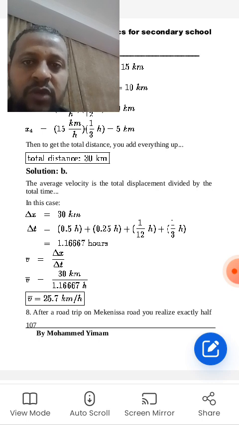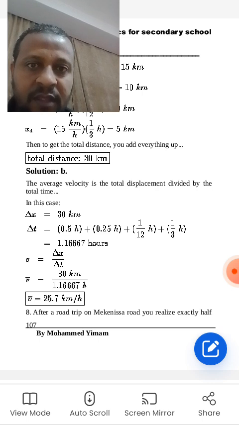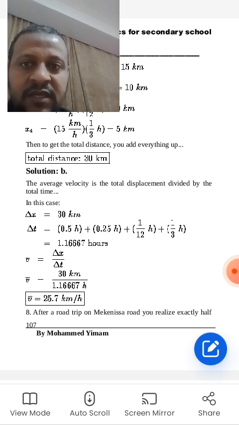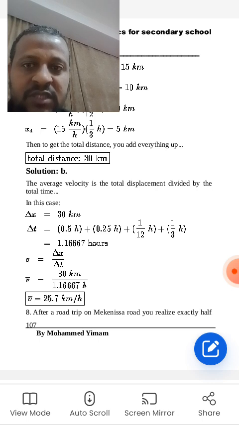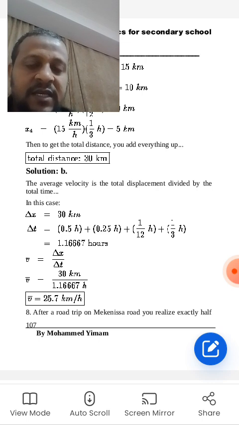Therefore, change in t is equal to 0.5 hour plus 0.25 hour plus 1 over 12 hour plus 1 over 3 hour, which is equal to 1.16667 hours. Velocity is equal to change in x over change in time. Therefore, velocity is equal to 30 kilometers divided by 1.16667 hours. The average velocity is equal to 25.7 kilometers per hour.